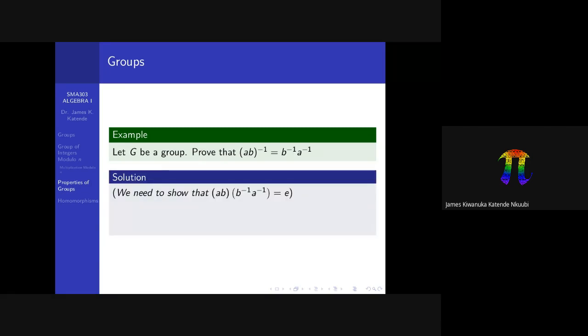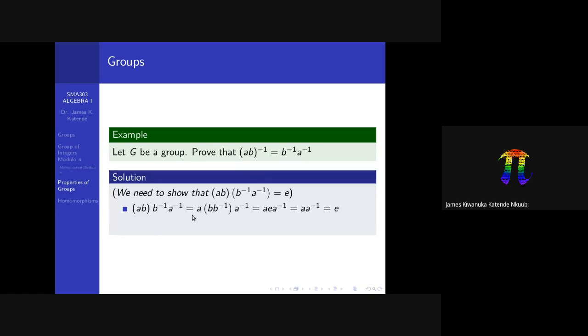So let's solve this. Our target is to show, because what have we been told? We've been told that this element here, B inverse, A inverse, is the inverse of AB. So if I want to confirm that, the only thing I need to do is to multiply them. I multiply AB with this element, and if I get the identity, then I will have confirmed that this product, B inverse, A inverse, is the inverse of the product AB. Are we together up to that point? Yes. That is the strategy now. So let's implement the strategy.